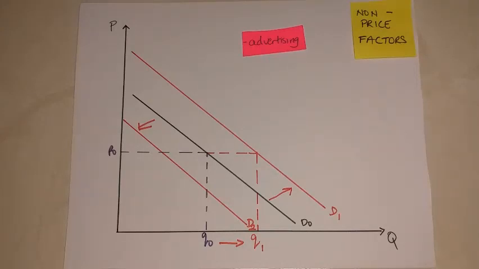The reverse is true. So if there's bad publicity about these goods and services, you'd find that people will retract and they wouldn't want to consume it anymore, and the demand for goods and services would fall, right? And we'll see a shift in the demand curve to the left.